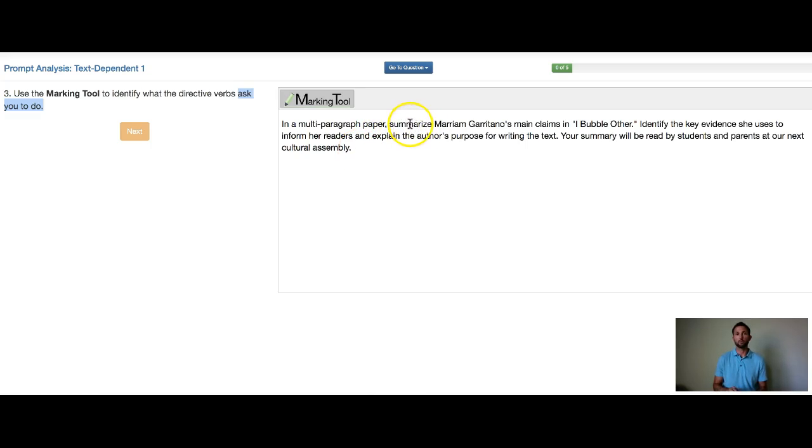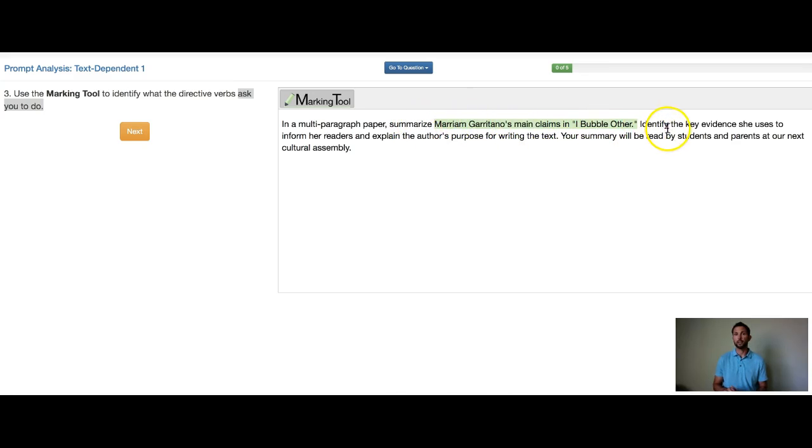So directive verbs: summarize, identify. So what does it ask us to do? Well, it says summarize Merriam-Garetano's main claims in a bubble other. So I'm going to go ahead and highlight summarize Merriam-Garetano's main claims, I bubble other, and I'm going to go ahead and mark that. Notice that I have marked the entire line here right after the directive verb.